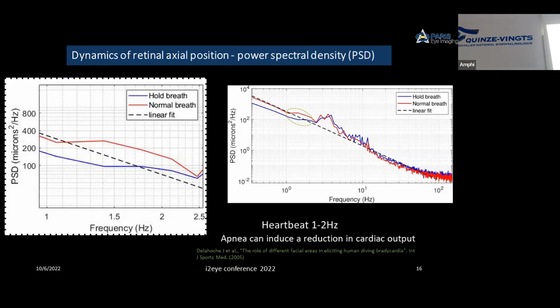So we guess this difference might be linked to the heartbeat. And also this confirms that the axis motion in this frequency domain is linked to the heartbeat rate.